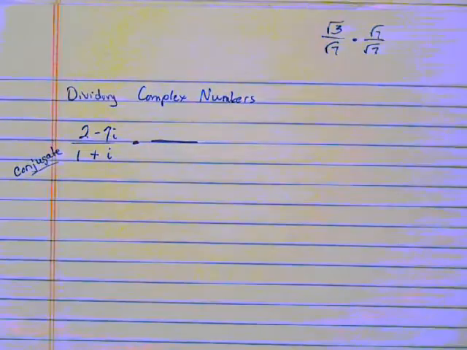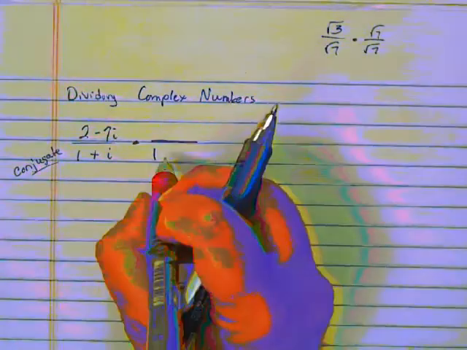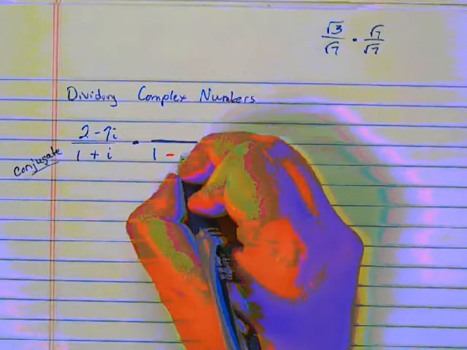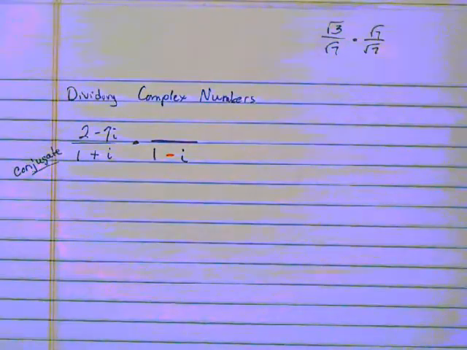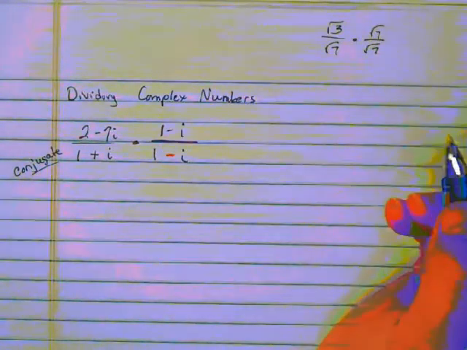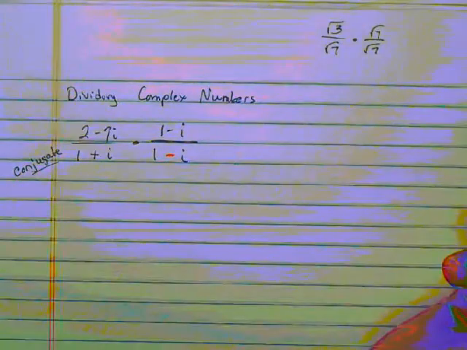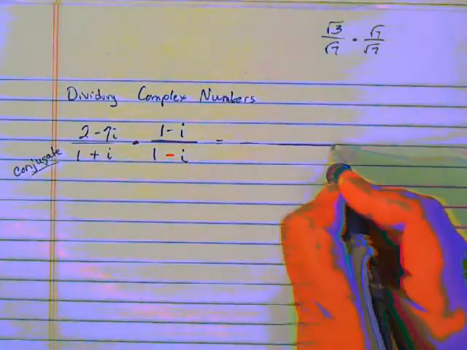So the conjugate of 1 plus i would be 1 subtract i. Notice the 1 and the i stay the same. The only thing I do is change the sign in between. Since I did that in the denominator, I'm going to do it in the numerator. So I've multiplied by the conjugate here. Let's multiply this out and see what happens.